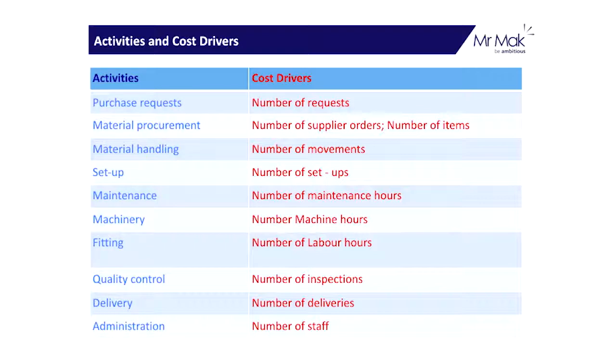The activity may be maintenance, and the cost driver there will be the number of maintenance hours. The activity may be machinery, and the cost driver may be the number of machine hours. The activity may be quality control, and the cost driver may be the number of inspections. And the activity may be delivery, and the cost driver may be the number of deliveries.